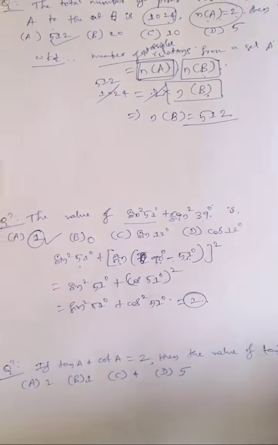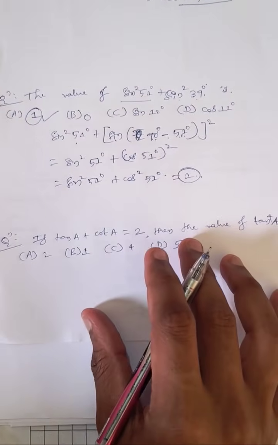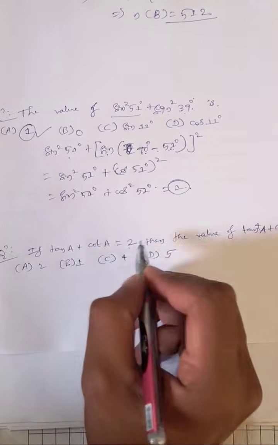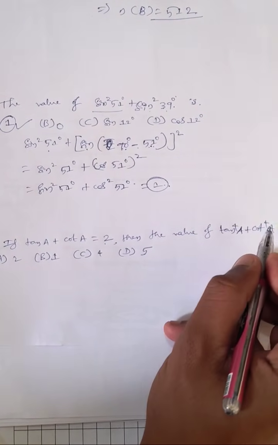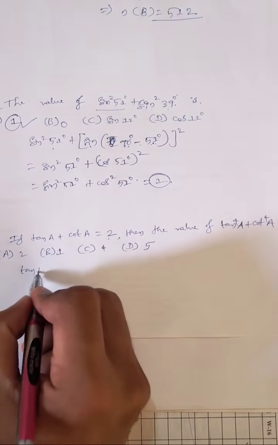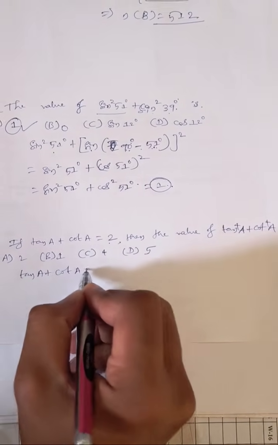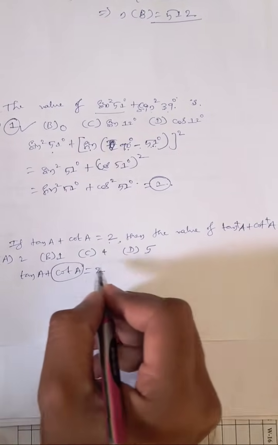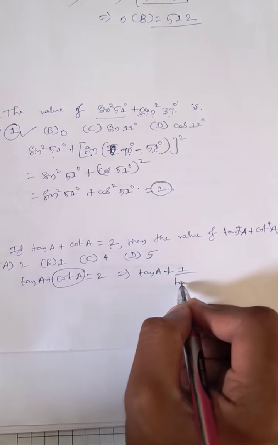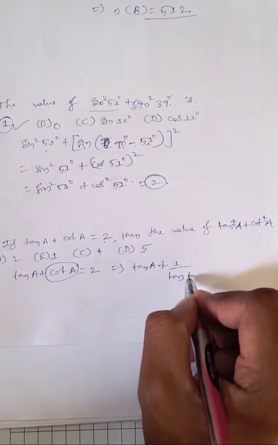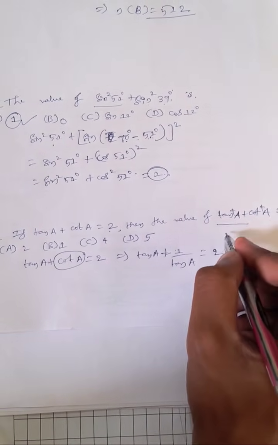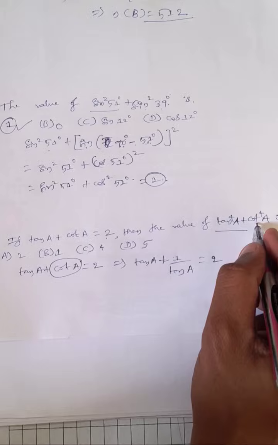See this question. Here we have tan A plus cot A equals 2. Then we have to find the value of tan raised to 4A plus cot raised to 4A. Is it clear, students? So see here, we have tan A plus cot A equals 2. How can we write cot A in terms of tan A? Cot is the reciprocal of tan, so tan A plus 1 by tan A equals 2. Then we have to find tan raised to 4A plus cot raised to 4A.